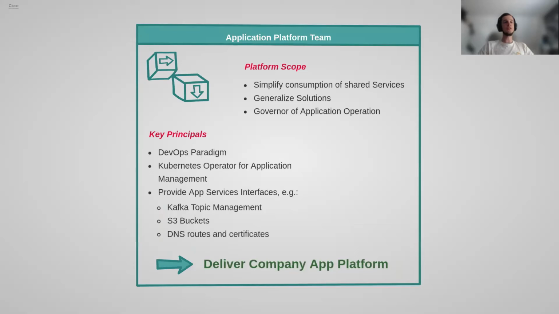So the next team that is really important is basically our direct counterpart that we are engaged to. That is the application platform team, and they basically provide Kubernetes as a service for the different app departments inside the company. They also provide a base service infrastructure, like, oh, I need some Kafka topics, I need an S3 bucket, and I also need some certificates.